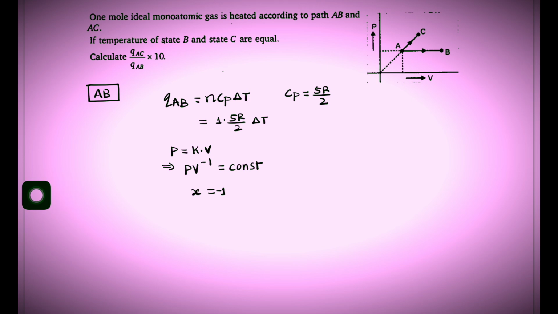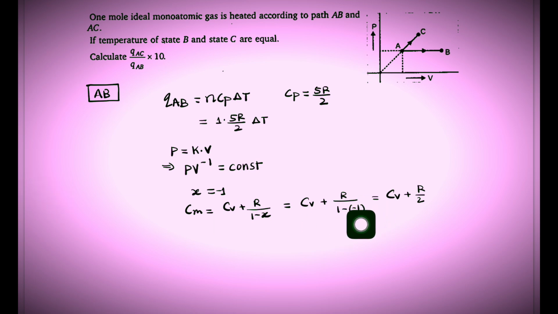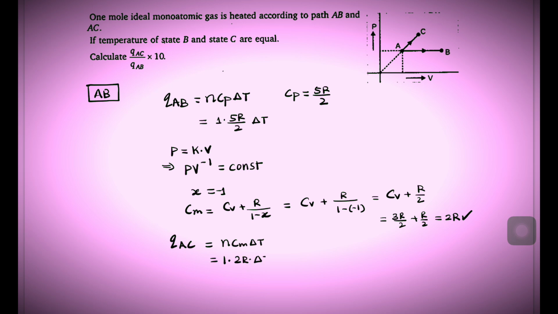Now here we will find the molar heat capacity, that is Cm, which is equal to Cv plus R divided by 1 minus x, where x is the polytropic index. So it will be Cv plus R by 1 minus (minus 1), that is Cv plus R by 2. Now, since it is a monoatomic gas, Cv is 3R by 2, so it will be 3R by 2 plus R by 2. Overall it will become 2R. Now Q_AC we can calculate, that will be n Cm into delta T. n is 1, and the Cm value is 2R, into delta T.